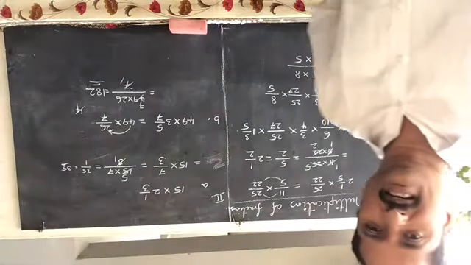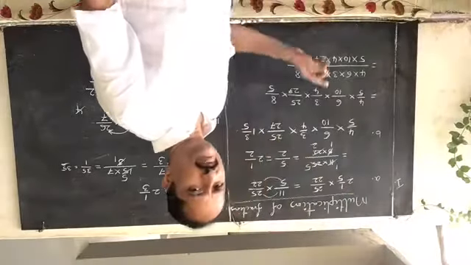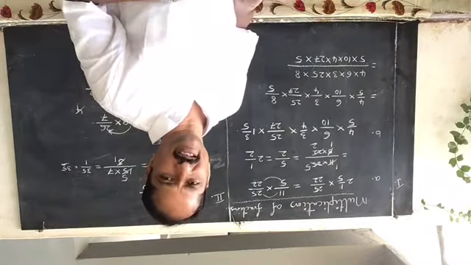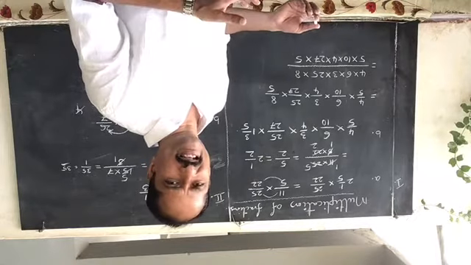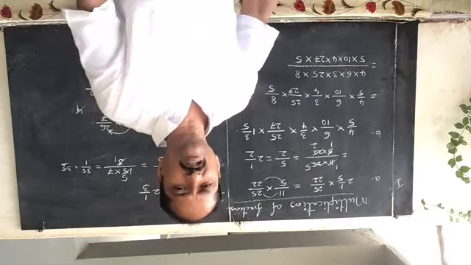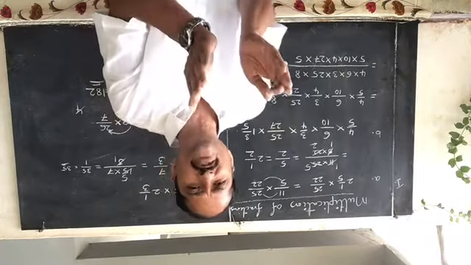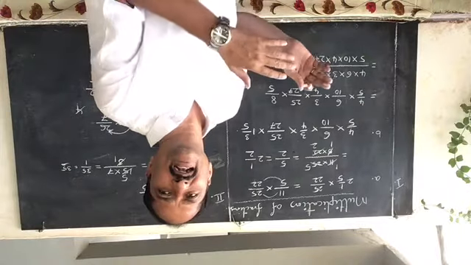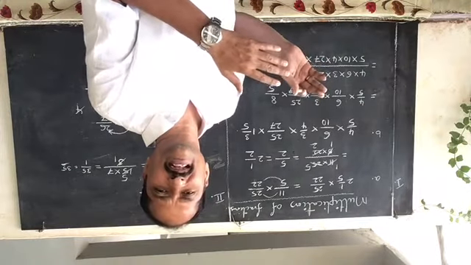Now check carefully the numerators and denominators. Is there any common factor in the numerator and denominator? You can check easily, we can understand and take out the common factors. If you take out the common factors, you will get the simplest form. To get the simplest form, we take out the common factors of the numerators and denominators.